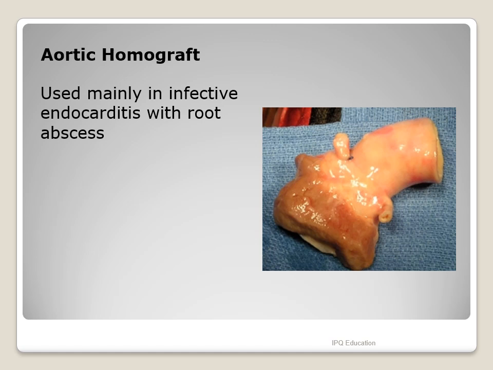Similarly, patients with aortic valve endocarditis may benefit from the use of a homograft. By homograft, it is meant the aortic valve root and ascending aorta from a donor. This is implanted in the position of the excised aortic root. It is fixed with a number of sutures, followed by the connection of the previously detached coronary artery ostia.